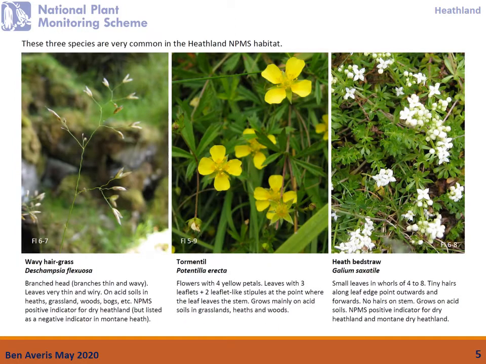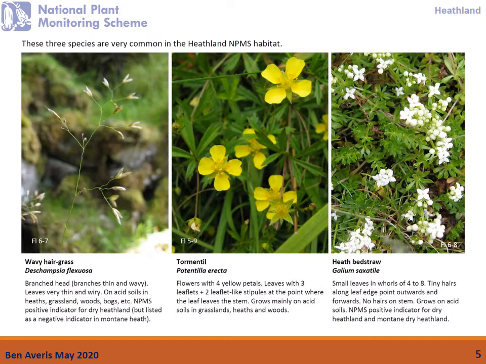Okay, these species are common in our dry heaths. Wavy hairgrass, probably about the commonest grass in dry heath, in the dry heath NPMS habitat. It has tufts of very thin wiry leaves, no more than about 1 millimetre across, and then the flower head is very widely branched when it's fully out.